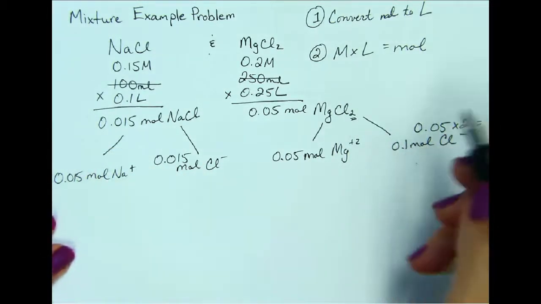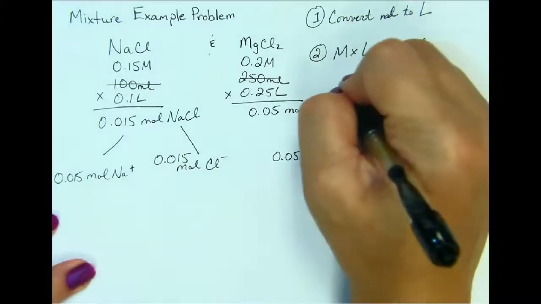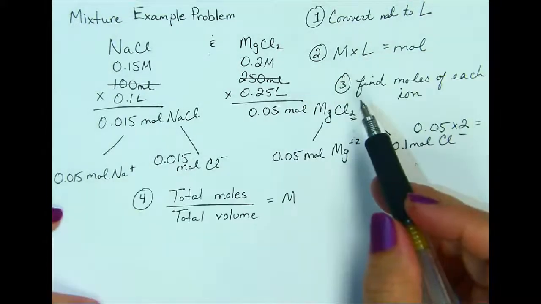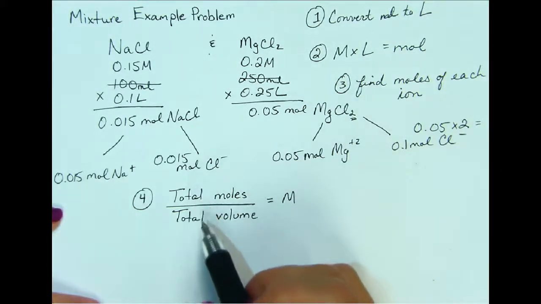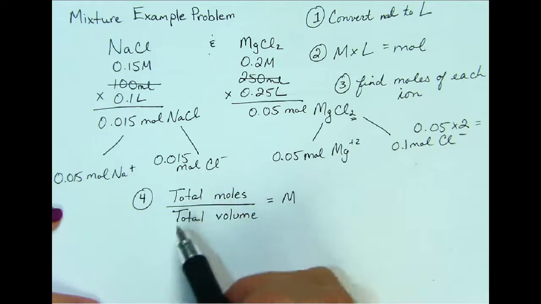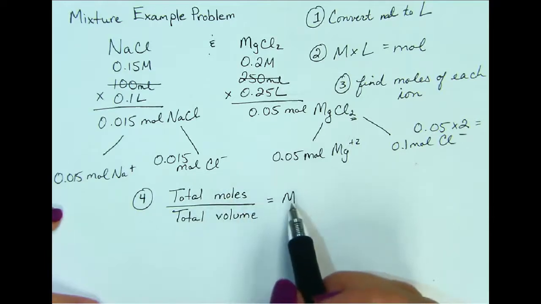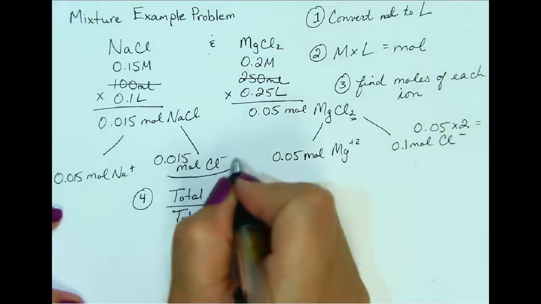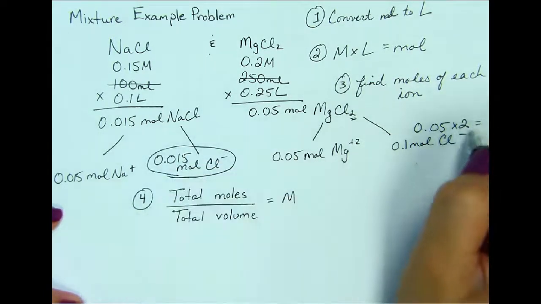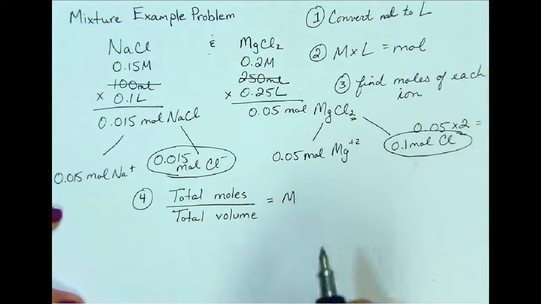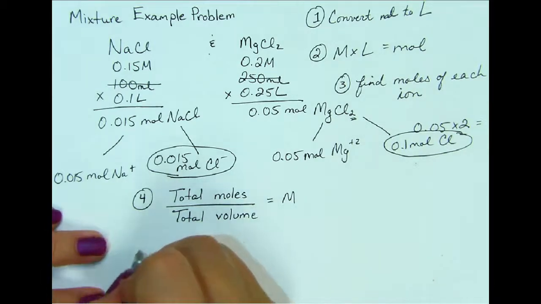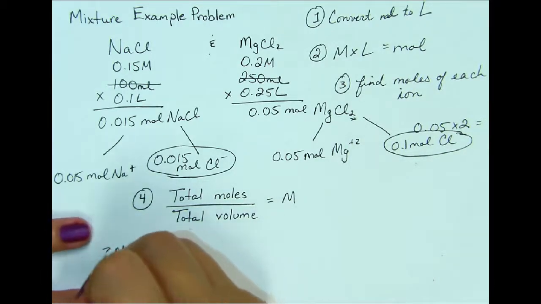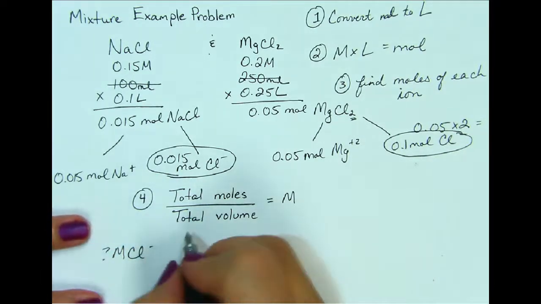Okay, now that we've figured out the moles of each ion, we're going to go to step 4, which is going to be using this equation. Total moles divided by total volume is going to give me the molarity. And it just depends on which ion you're going to choose. So let's go ahead and solve for chloride first. We have a chloride there and we have a chloride here. And so I'm going to put the total moles. So here we're going to solve for the molarity of chloride.